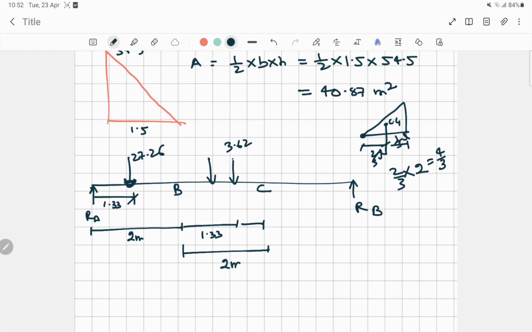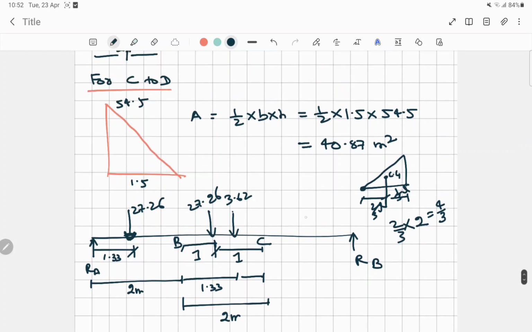Okay, and the load is 27.26, and the distance from here is 1, and from here to here is also 1 meter. Now again for the last, the distance from here to here is 2/3 of the L. The whole area was 1.5, so it will be 1 meter, so it will be 0.5. So this is nothing but the free body diagram.